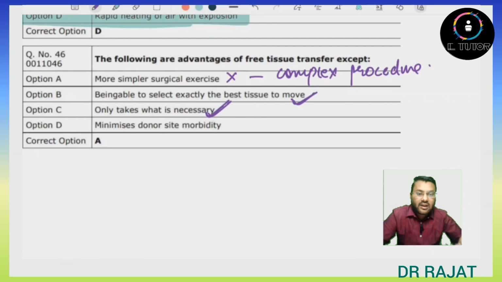Of course, if we take a lesser tissue and only that tissue that is required, it will also minimize the donor site morbidity. So this is also true. So the answer here will be option number A, that it is a simpler surgical exercise. No, it is a complex procedure and needs good surgical experience.